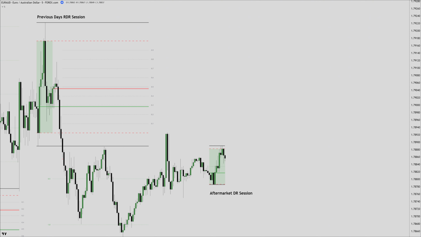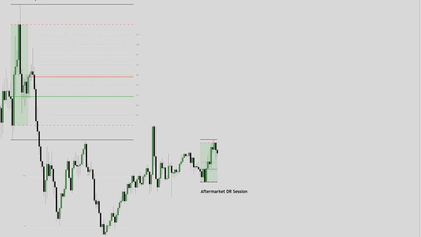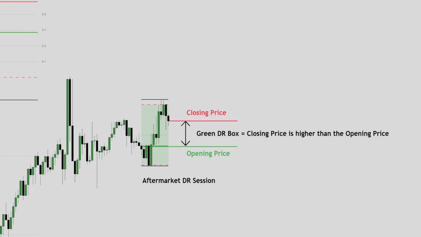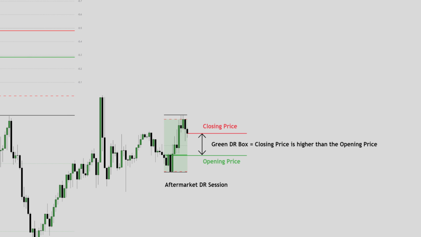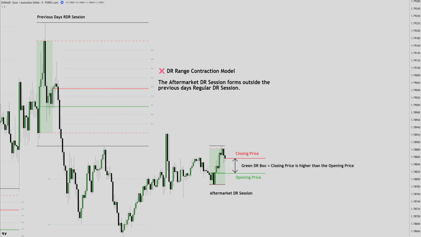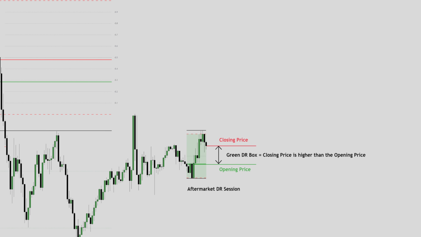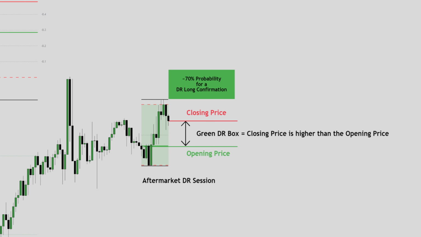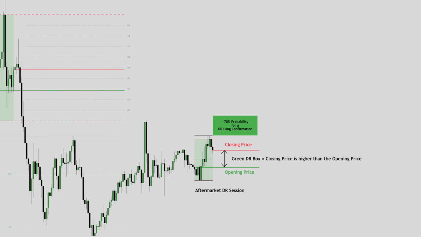Wednesday started its DR IDR intraday cycle with the aftermarket session closing as a green DR box, where the closing price is higher than the opening price. It's also outside the previous day's regular DR session, excluding a DR range contraction model already. What does a green DR box tell us? There's roughly a 70% probability that a DR long confirmation will follow.